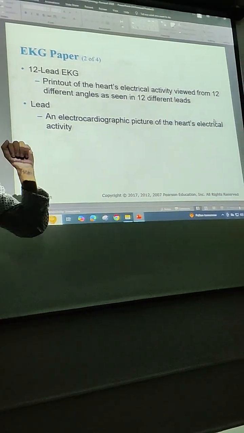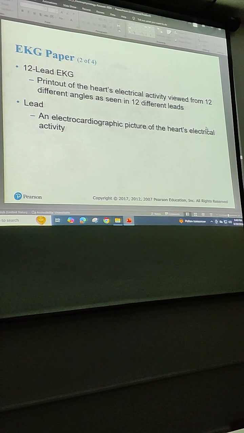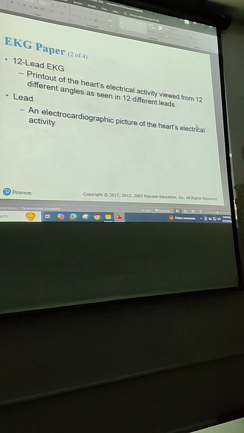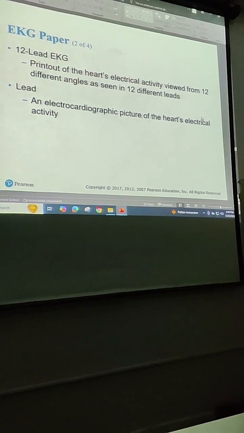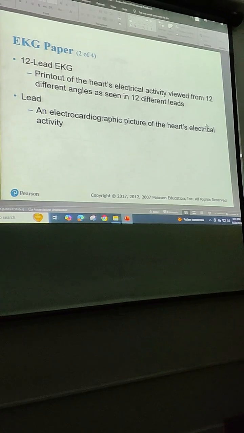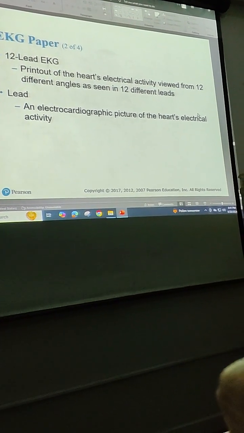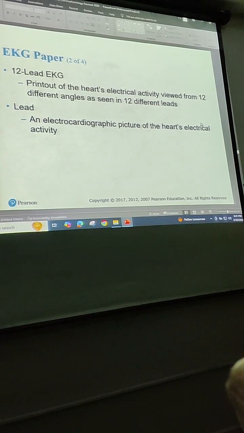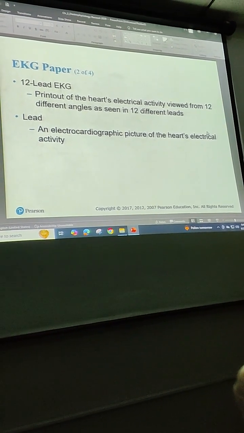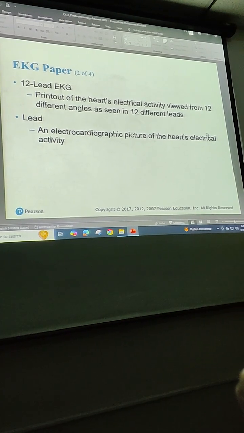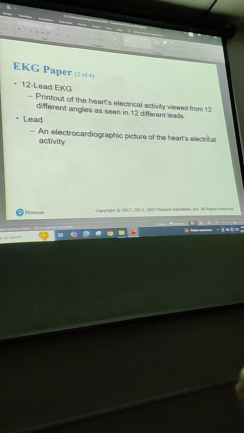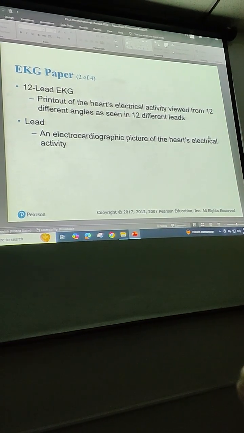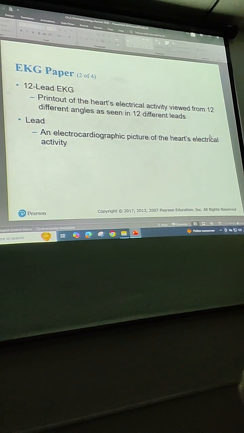Now, to answer the question, we apply 10 electrodes on the body, not 12. We're going to get 12 different views of the heart. But the electrodes, those little stickers that we apply on the chest, arms, and legs, are going to be 10. Okay? We're going to talk about that a lot later on, just to answer your question. Because that's a question for the exam. They're going to ask you, on a 12 leads EKG, how many electrodes are you placing on the patient's body? And people think that because it's 12 leads, 12 electrodes, right?